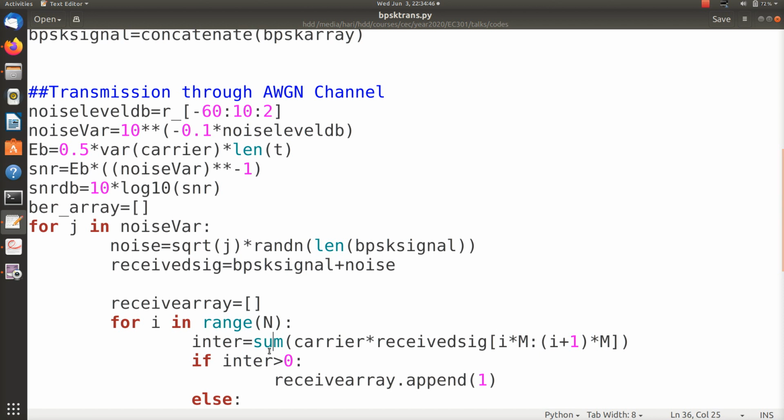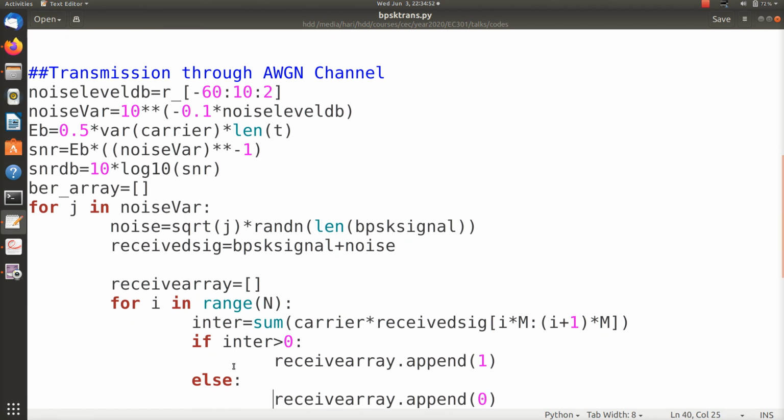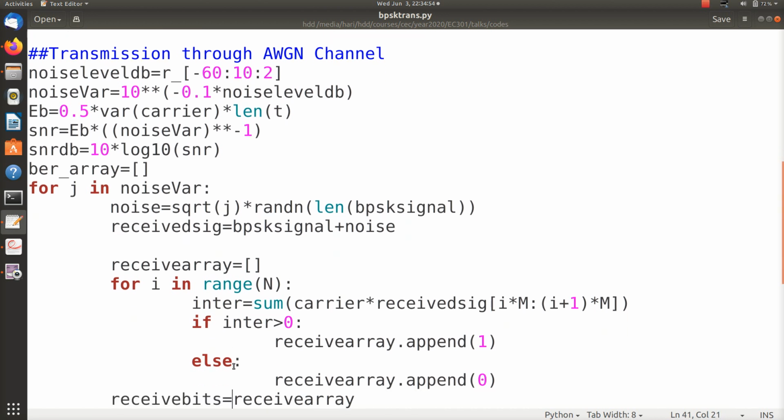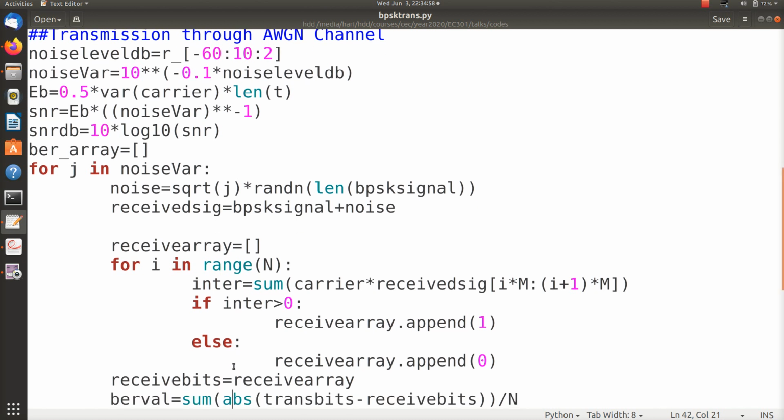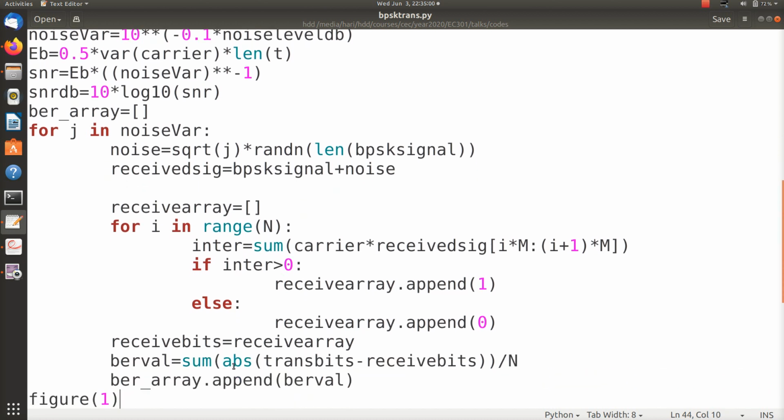This intermediate value is stored in an intermediate variable inter. If inter is positive, you append 1 to the receiver array. If the value is negative, append 0 to the receiver array. Now the received bits are there. Now I have to compare the transmitted bits with the received bits. Some may be in error depending on the level of the noise present.